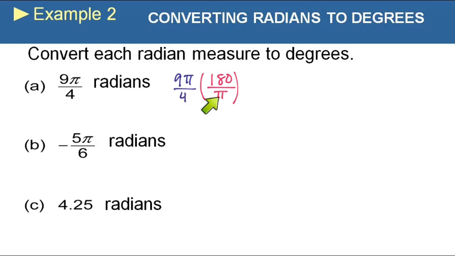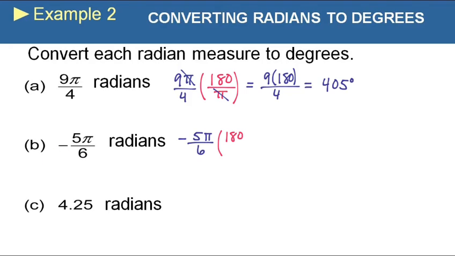So look, what else cancels? The pi's are also going to cancel. And we are left with 9 times 180 over 4, which your calculator reduces to 405 degrees. Let's do the same thing for this one. Negative 5 pi over 6. We multiply by our conversion factor. We want the answer to come out in degrees, so we put the 180 degrees on top. Radians cancel, pi's cancel, and we are left with negative 5 times 180 over 6, which reduces to negative 150.